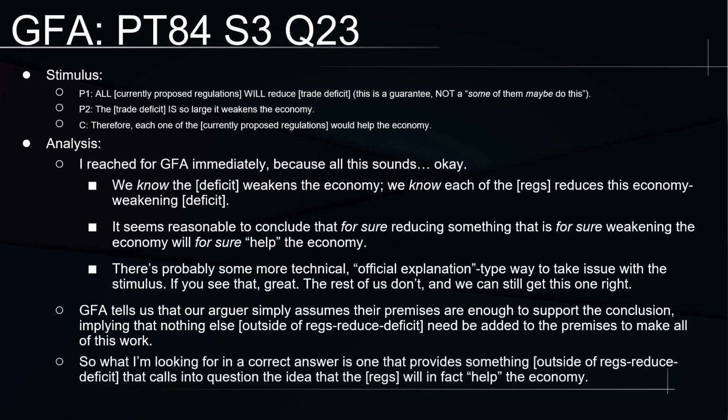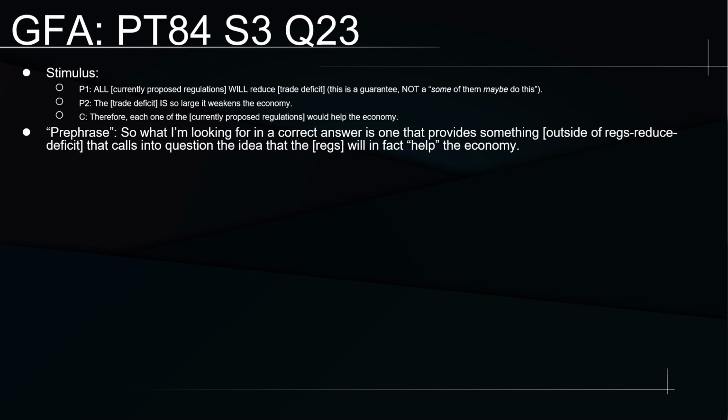So what I'm looking for in a correct answer is something outside of the regulations-reduce-the-deficit situation that calls into question the idea that the regulations will in fact help the economy. The conclusion, again, is that the regulations will in fact help the economy. So I am looking for a reason outside of what they've provided us in the stimulus, which is the fact that regulations reduce the deficit. I'm looking for something outside of that that calls into question the idea that the regulations are actually going to help. Which again shouldn't be that mind-blowing. It's just a restatement of what's going on, added to the fact that this is a flaw stimulus.